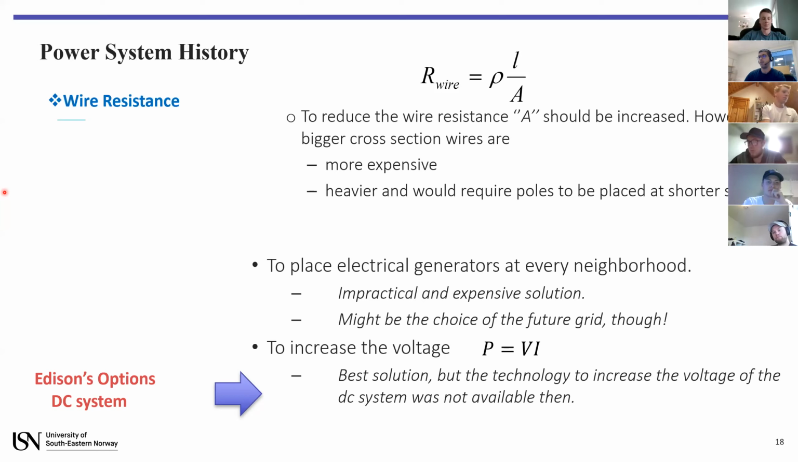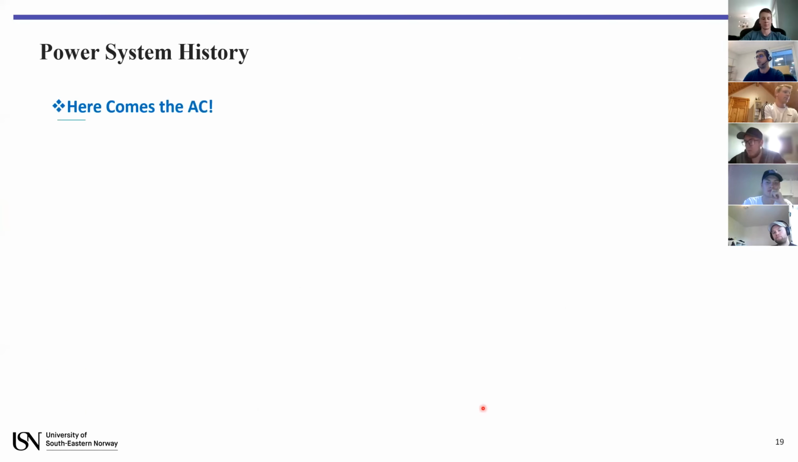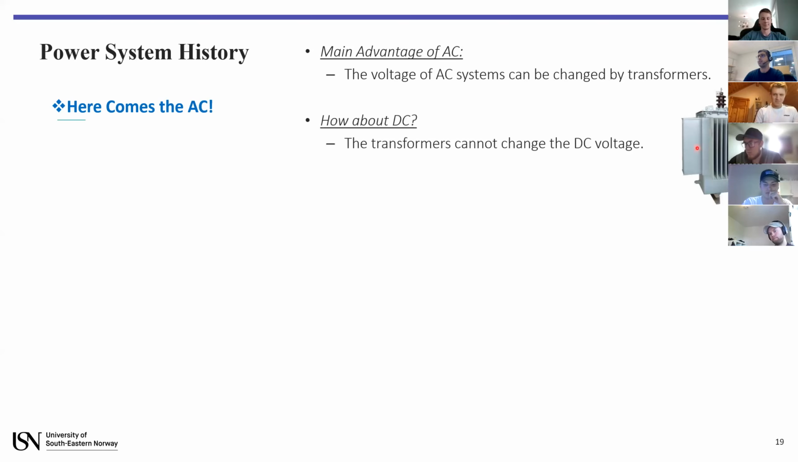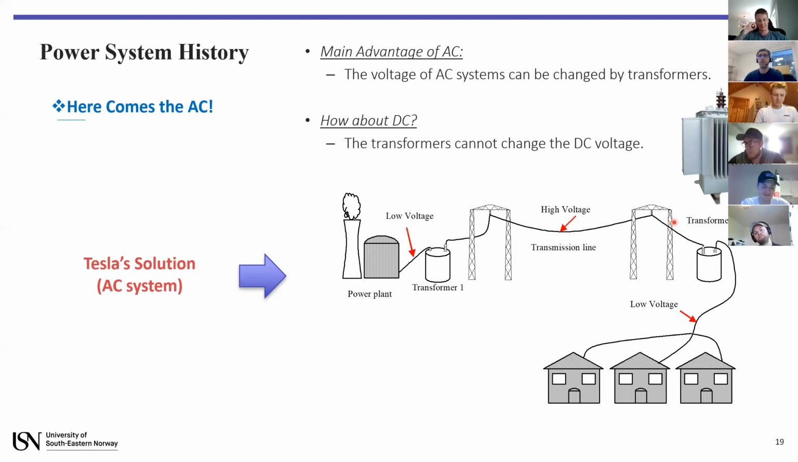That's why we rejected the idea of Edison and selected the AC system, because we had the technology to increase the AC voltage, and we want to increase the voltage to increase the power. That's why we use AC. As you can see, the transformer cannot change the DC voltage. And it was the Tesla solution that we can use AC instead of DC.